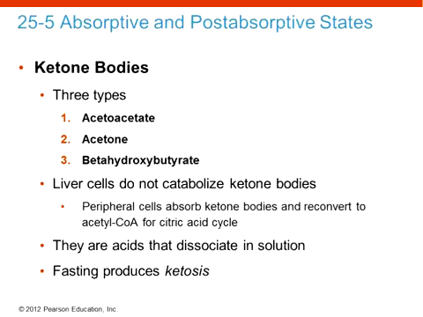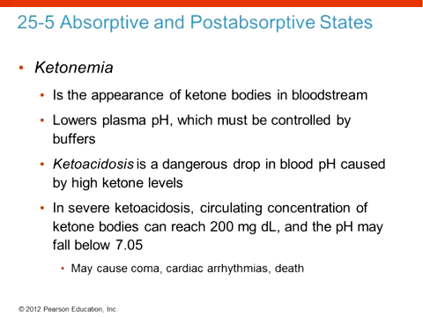There are 3 different types of ketone bodies: acetoacetate, acetone, and beta-hydroxybutyrate. The liver cells don't catabolize or break down these ketone bodies, so peripheral cells can absorb them and then reconvert them to acetyl coenzyme A for the citric acid cycle. These acids don't dissociate in solution, so as a result, when you have fasting, it can produce ketosis. It means you have a lot of these ketone bodies floating around, if you will.